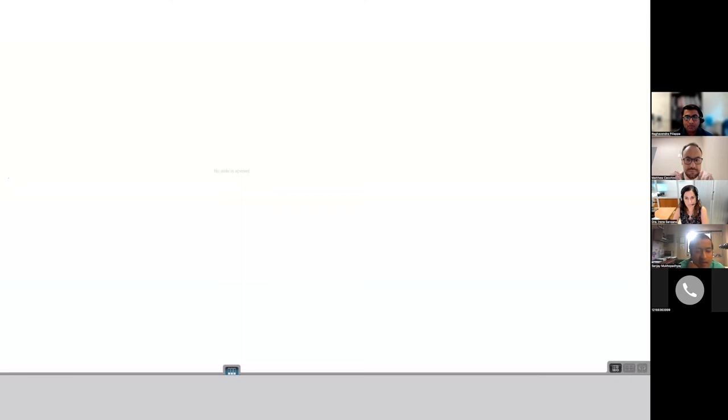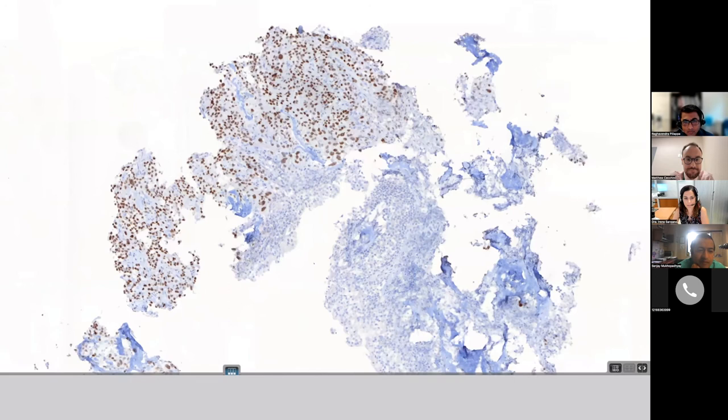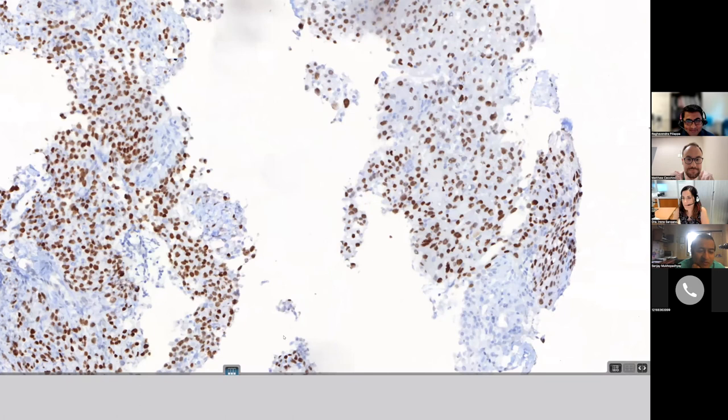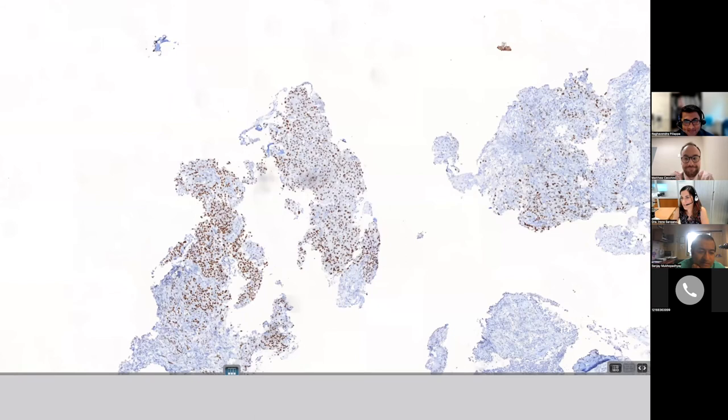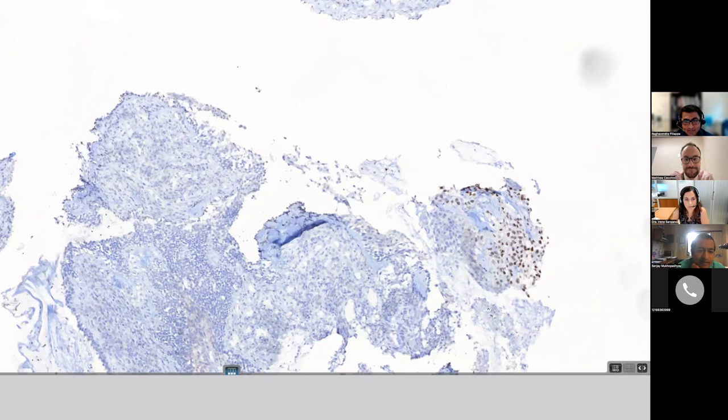This is TTF1. The malignant cells are positive. Beautiful. And I work with the 8G7, so it's highly specific. This is normal. This is the epithelium, and this is the TTF1.